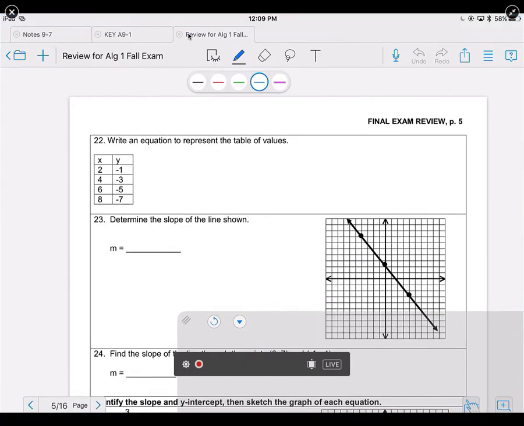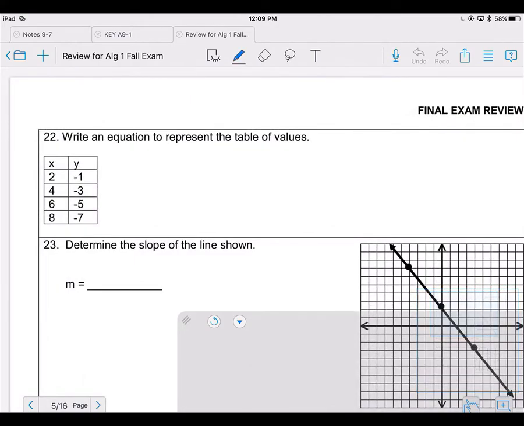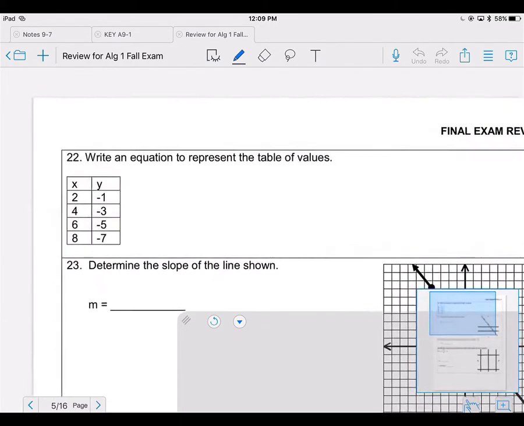This video covers final exam review for the fall for algebra, pages 5 through 8. Problem 22 asks me to write an equation to represent the table of values. Because I have a table, I'm going to plug it into my calculator.